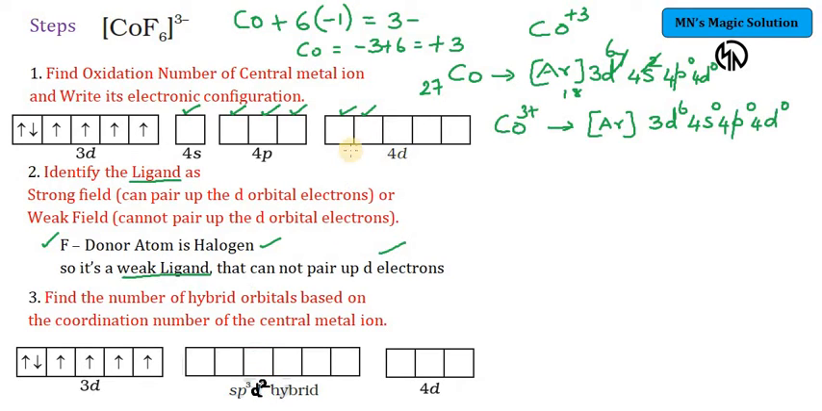So the outer d orbital is the one taking part. Since it is a weak ligand and cannot push the electrons in the inner d orbital, the outer d orbital takes part in this hybridization. So what will the hybrid orbital be named? It is sp3d2 hybrid. 2 orbitals of the d orbital have gone into the hybridization. The other 3 orbitals are left out as such. Getting this?